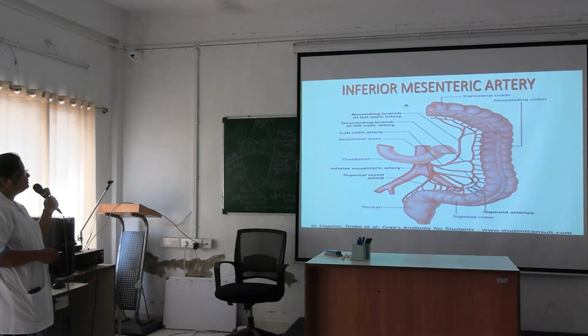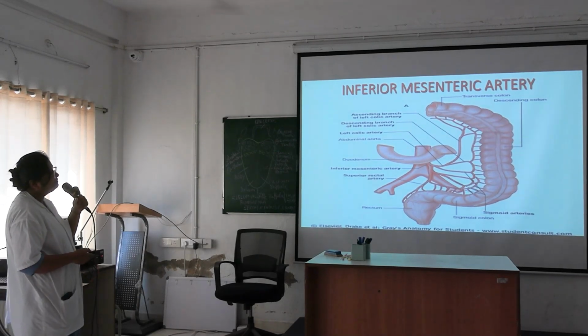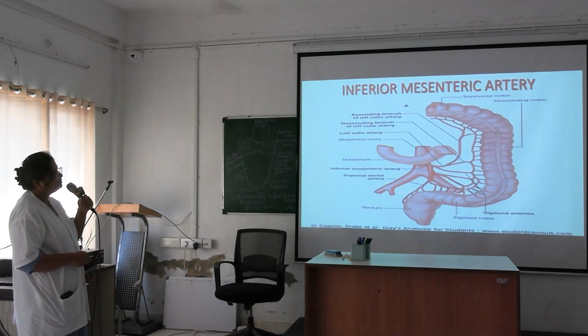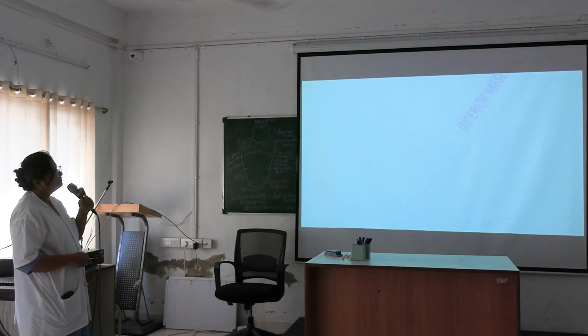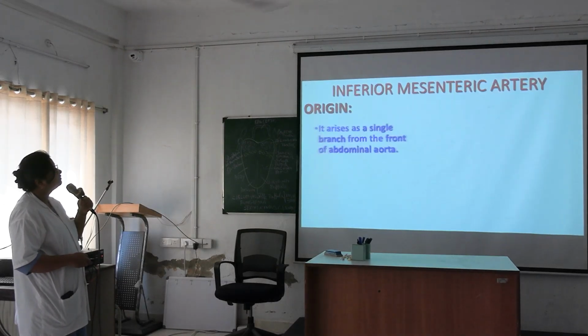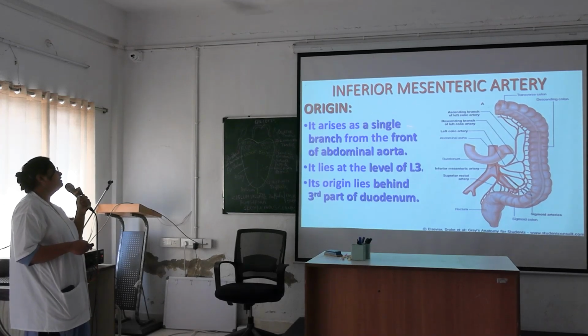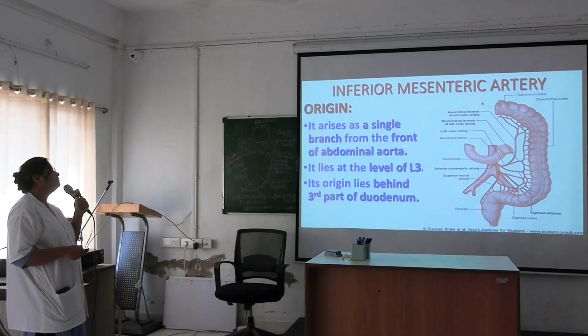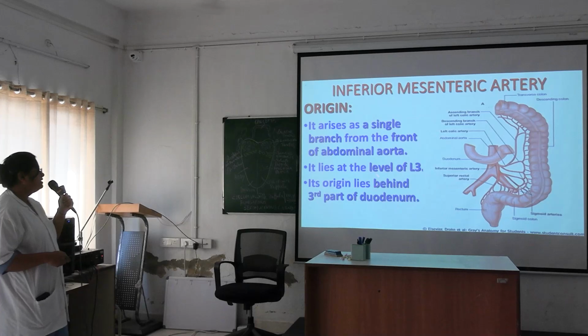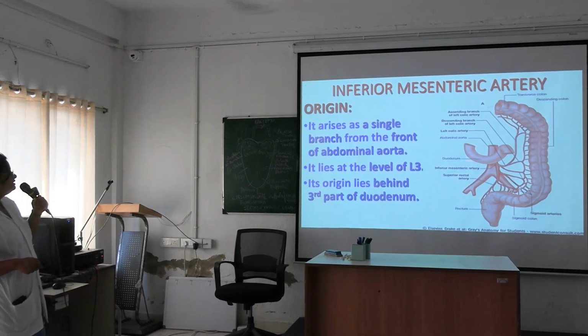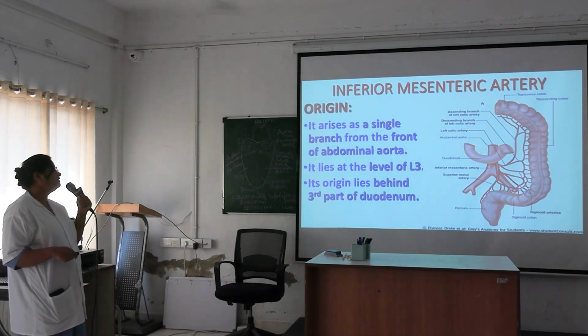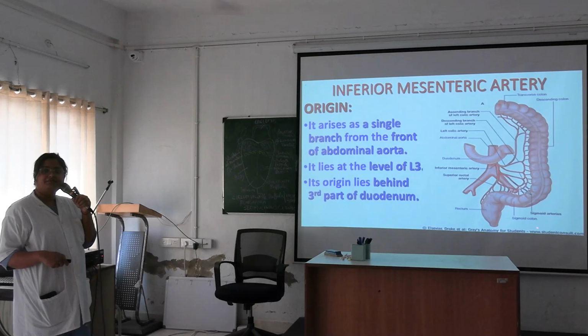So branches have been shown here, and here it is forming the marginal artery of Drummond. The inferior mesenteric artery arises as a single branch from the front of the abdominal aorta, at the level of L3. Its origin lies behind the third part of the duodenum.